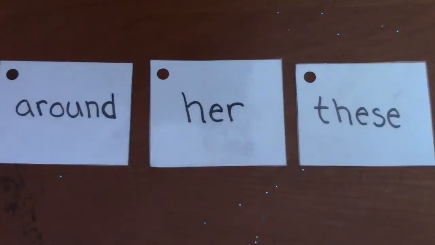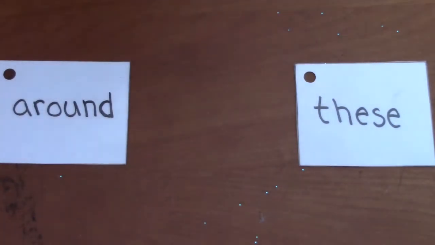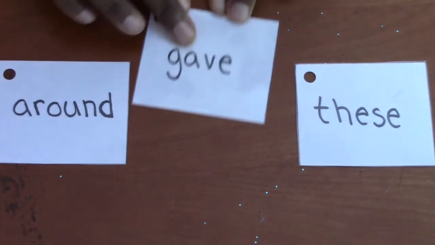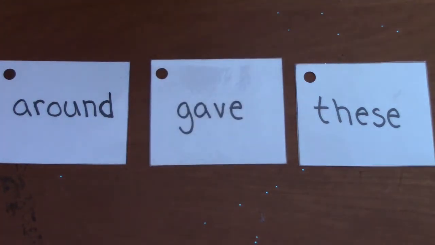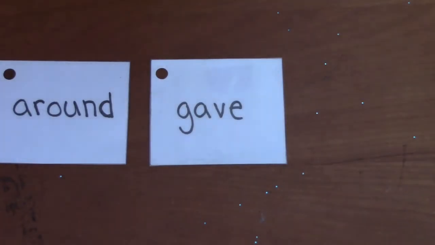Okay, next up I'm going to put three sight words out, and I want you to point to the word that I'm asking for. Are you ready? Let's go. Point to the word her. Her book bag is pink. Point to the word these. These jelly beans are tasty.